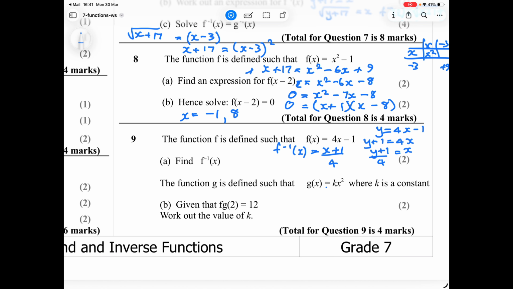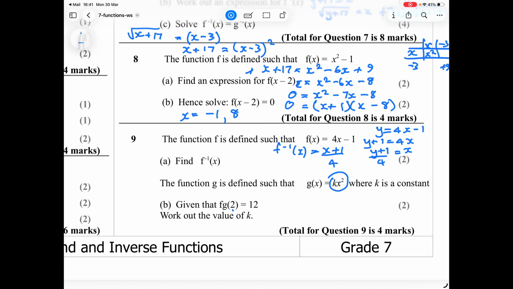Now, the function g is defined as g of x equals kx squared, where k is a constant. So it could be 1, 2, 3, 4, 5, etc. Given that fg of 2 equals 12, work out the value of k. Okay, so we know if we put 2 through g, then whatever we get from that into f of x, we get 12.